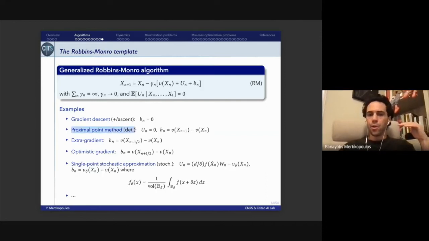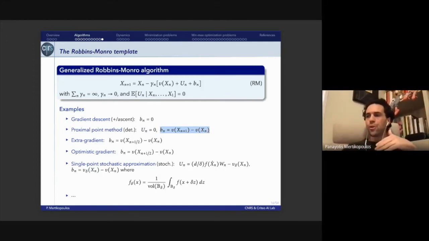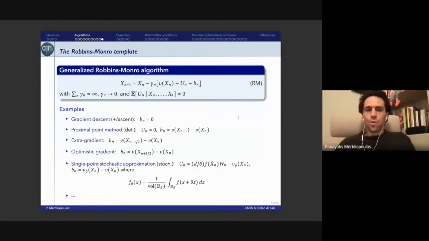If you take the proximal point method, this is a basically deterministic method, so it has no zero mean noise, but it has a non-zero bias, which is precisely the difference between the future gradient and the current gradient. You also have the same type of bias in the extra gradient, the optimistic gradient, the SPSA scheme, and the alternating K-1 variants that we also saw. So all this to say that by a suitable definition of this bias process, all the algorithms we mentioned can be seen as special cases of this generalized Robbins-Monro template. All right. So instead of studying each of these algorithms by themselves, I will provide some general results for this GRM template.